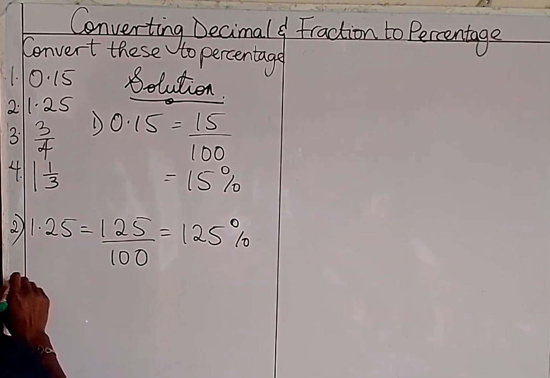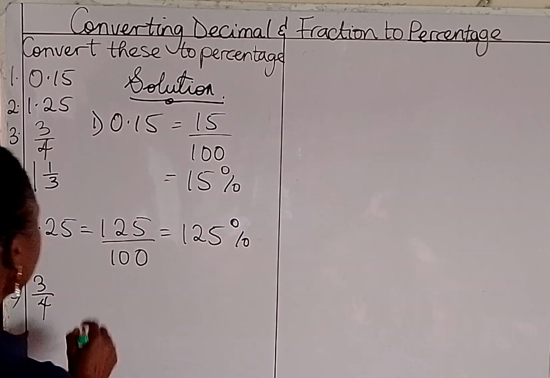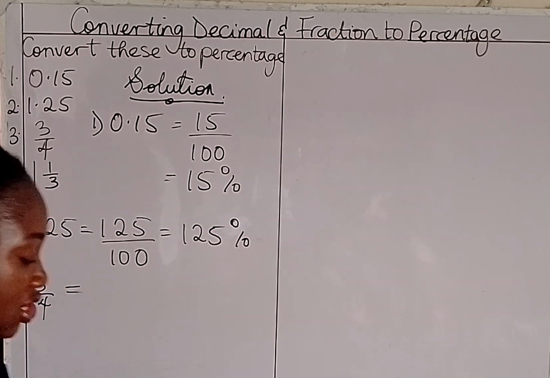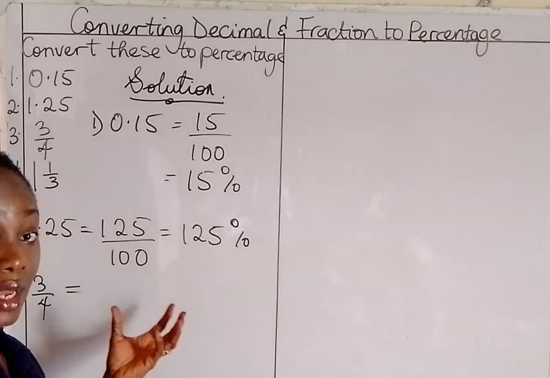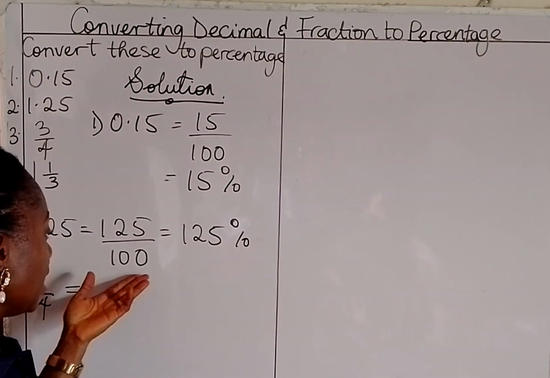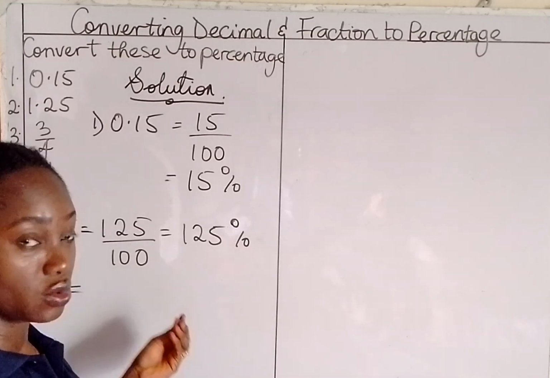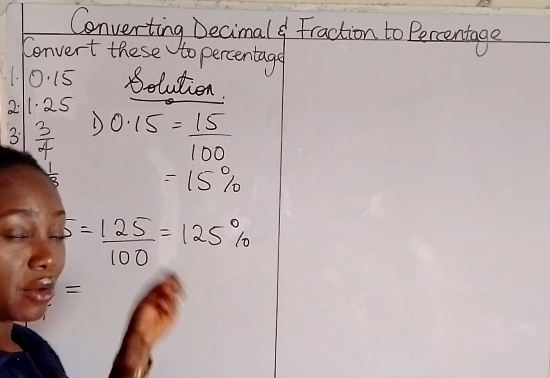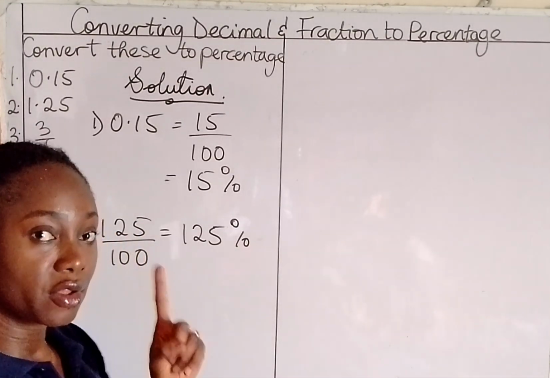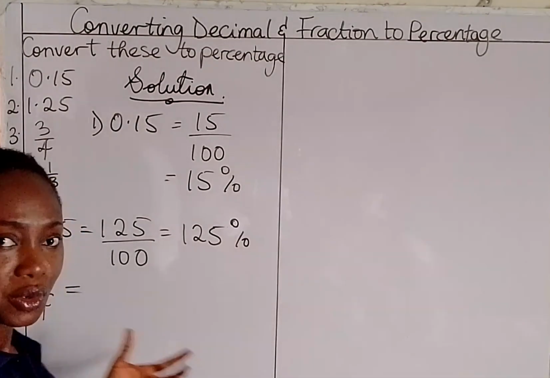Okay? Question 3, we have 3/4. Now to convert 3/4 to a percentage, we first want to get a number to multiply by, so that for both the numerator and the denominator, we get the denominator as 100. And we're going to use a particular number to multiply both the numerator and the denominator. Now what number could that be?